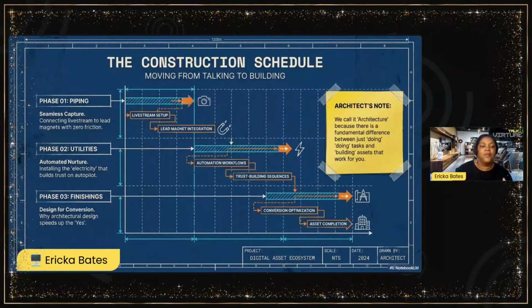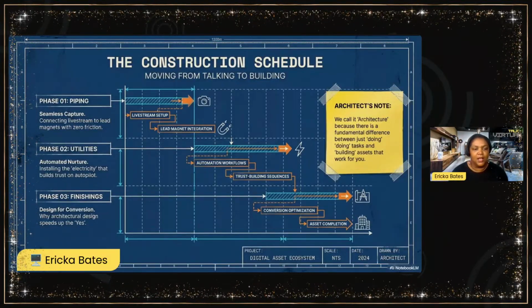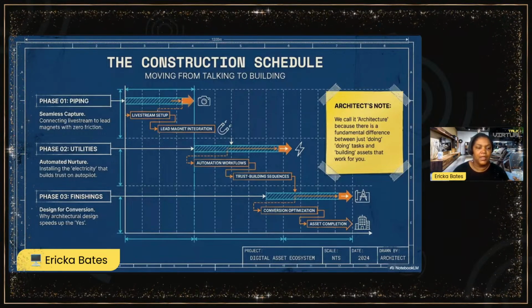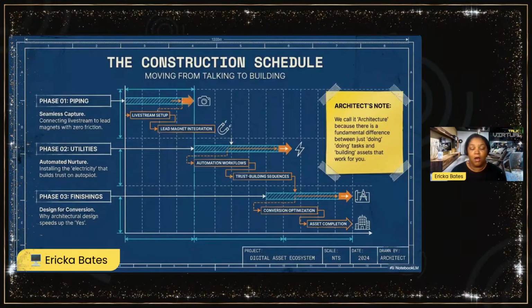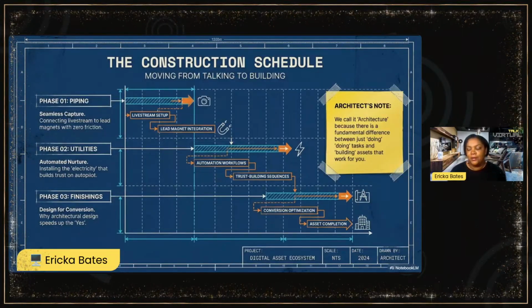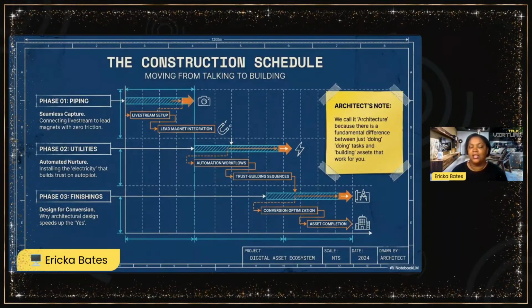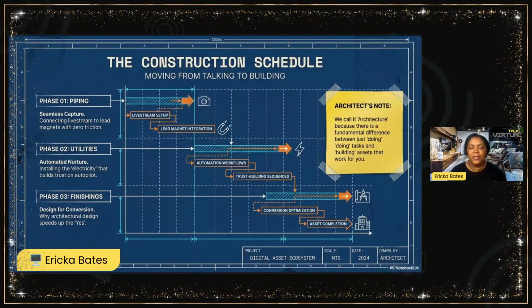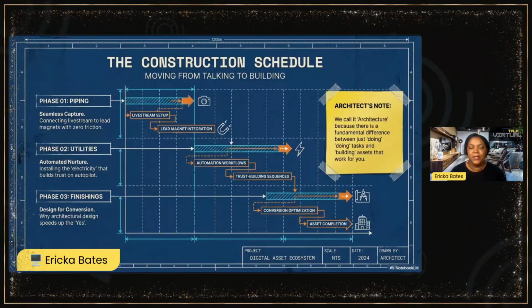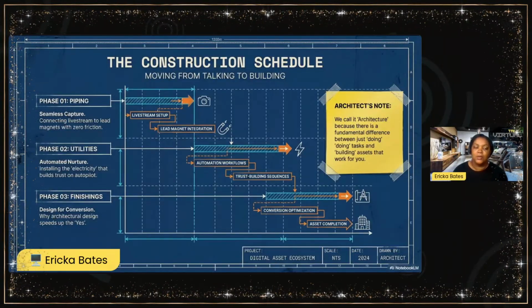Okay, so phase 2, utilities, automated nurture, installing the electricity that builds trust on autopilot. So if somebody likes your live stream enough, they're going to give you that name and email address. Or if they like your subject enough to maybe want to read more about what you're saying on your live stream, they're going to give you their name and email.